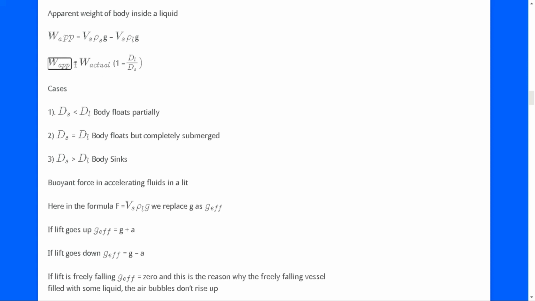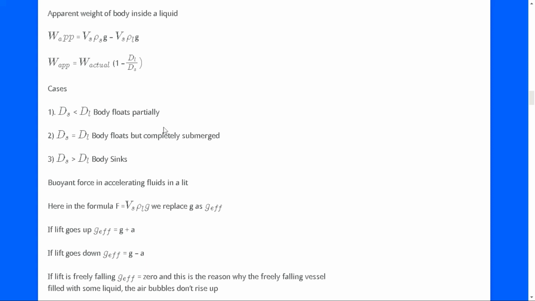So the weight of apparent is less, so it floats, because if the body has less weight, it will float. And if it has the same density, it will become equal, so it floats but is completely submerged. Now the third case is, if the density of the solid is greater than the density of the liquid, the body sinks. These are the cases.